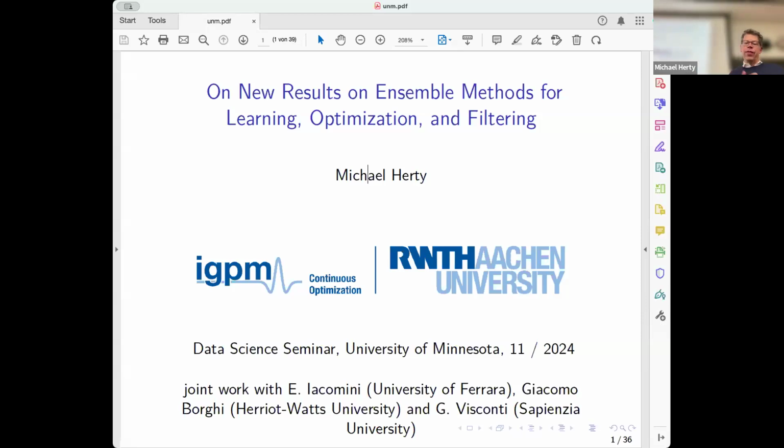And these are recent results with a couple of former PhD students and postdocs. One is now in Ferrara, Elisa, and Giacomo just started a postdoc with Lorenzo Pareschi in Edinburgh at RWTH, and Giuseppe Visconti is now in Sapienza. So for different parts, different people contributed to that.